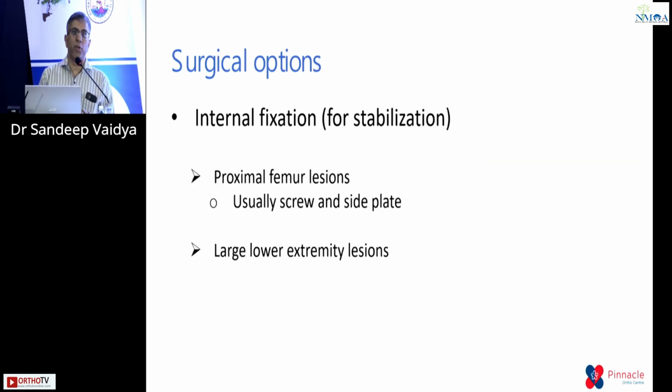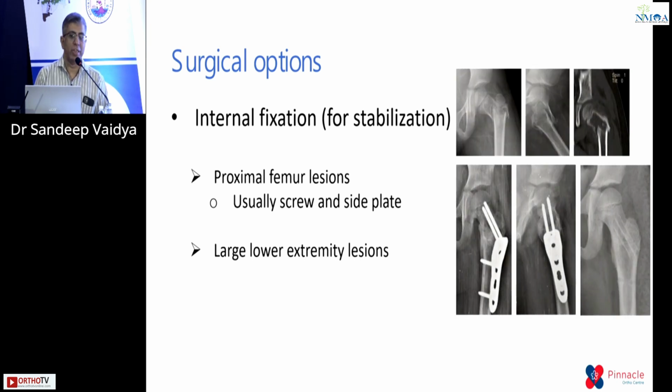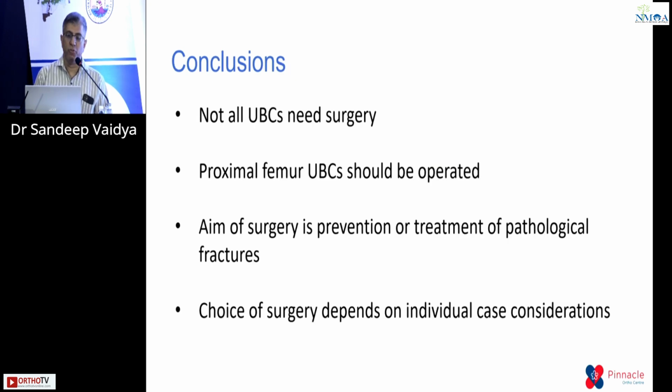Finally, in certain scenarios where the cyst is mechanically unstable, you need to provide stabilization with internal fixation. In proximal femur lesions, you generally use screws with side plates. In other lesions, you can use a TEN nail as initially described. So broadly speaking, these are the surgical modalities which can be applied in UBCs. Not all UBCs, remember, need surgery. Proximal femur UBCs must be operated. The aim of surgery is prevention or treatment of pathological fractures, and the choice of surgery depends on individual case considerations.